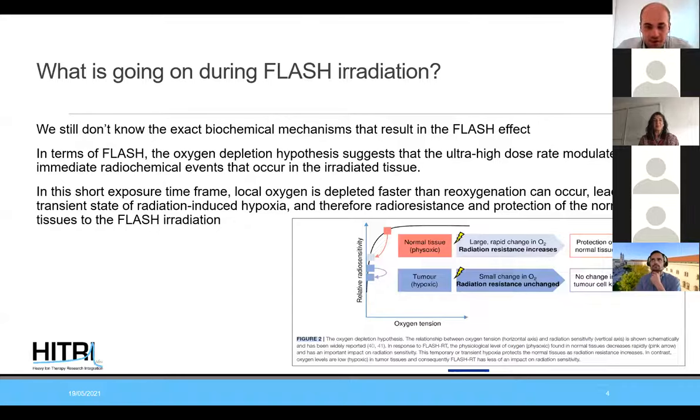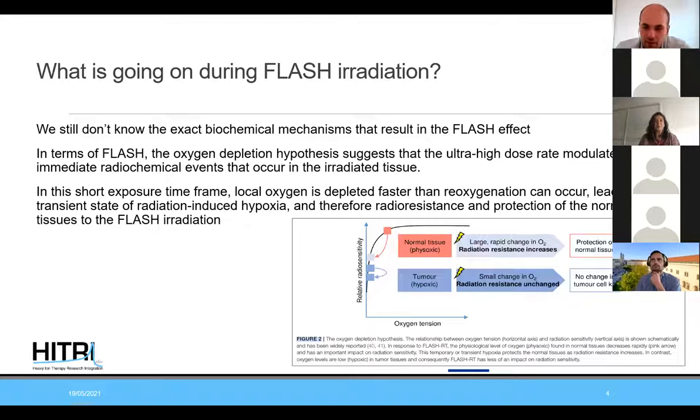But before I come to that, what is going on during flash irradiation? Well, we still don't know the exact biochemical mechanism that results in flash effect, but there is a popular hypothesis that suggests that oxygen depletion at ultra high dose rates somehow modifies the radiochemical events that happen during the radiation. In this short exposure time frame, local oxygen is depleted much faster than reoxygenation can occur. So we create a transient state of hypoxia. And what is hypoxia? Hypoxia basically means oxygen depleted. And we somehow create radio resistance in such tissues, and we protect them.